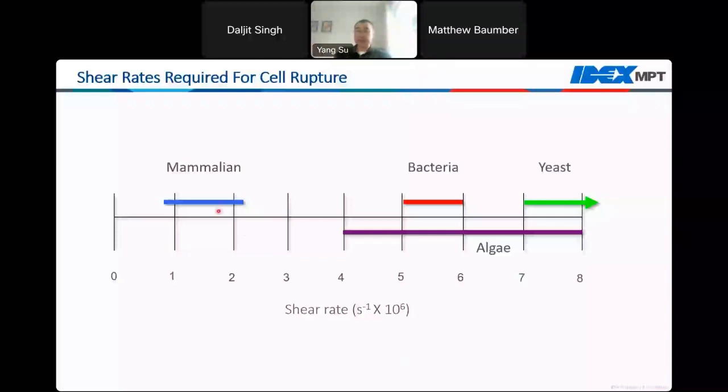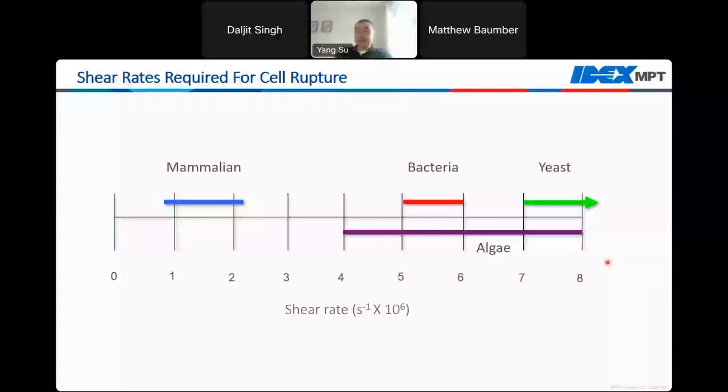So for example, mammalian cells are usually pretty easy to rupture, and they're on the low end, and bacterial cells usually in the medium high shear rate ranges, and yeast cells are often tougher, and will probably require the highest shear forces to rupture them. So depending on what type of cells and products you're working with and interested in, you would need a technology or a method that can cover a wide range of the shear rate, so you can efficiently break the cells.